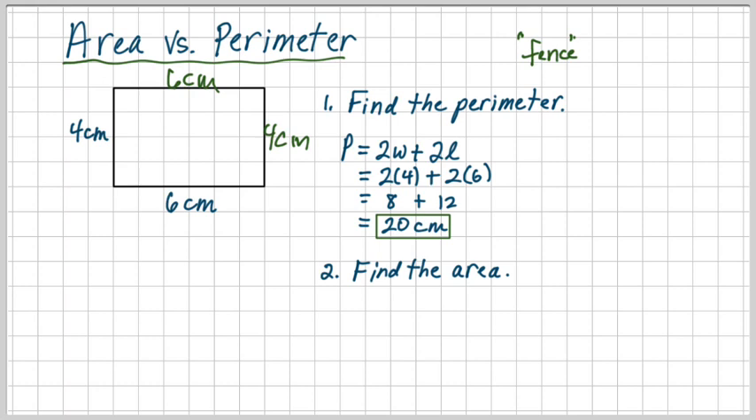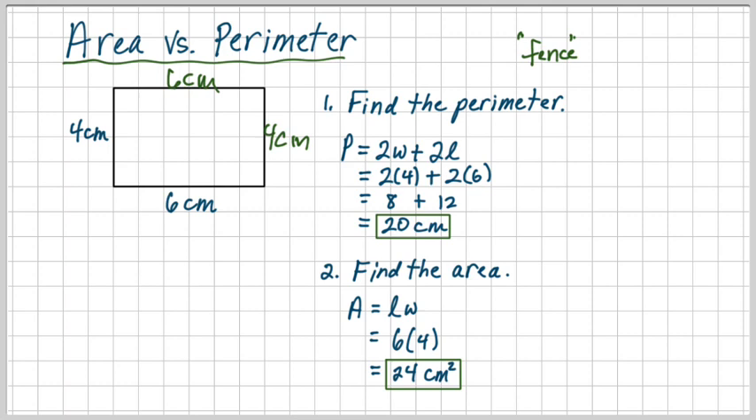So for area, we have a formula. It's A equals L times W, or length times width. So here we multiply 6 times 4 and we get 24. But again, the question is, how do we do the units? So you should have put centimeters squared. So my question is, do you understand what that means?